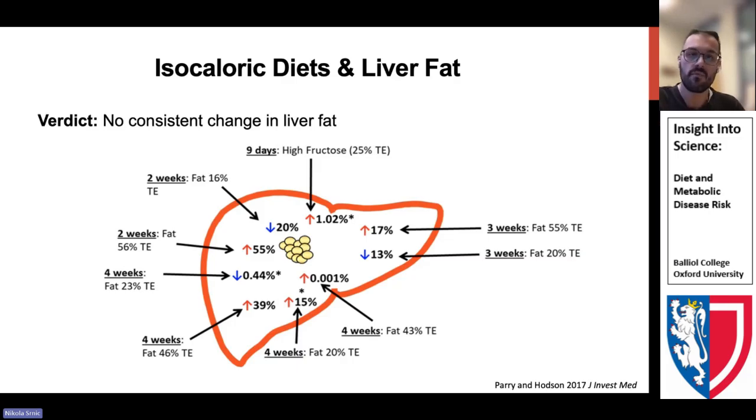In some of these studies, liver fat barely went up by 0.001%. In other studies, it went down. In other studies, it went up by 50%. So what this is saying, or the message that we can take away from this, is that dietary macronutrient composition does have an effect because it's leading to all these different variabilities.